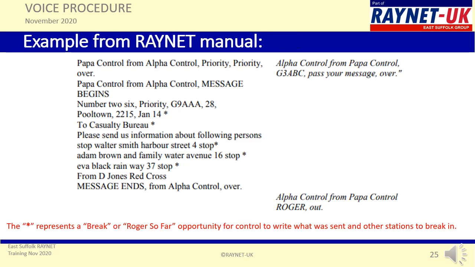This slide shows an example of formal message procedure from the National Raynet Manual. The star at the end of each line represents a break or "Roger so far" opportunity for control to write down what was said and for other stations to break in. It's important not to transmit for more than about 20 seconds without giving higher priority stations a chance to break in, and it's important not to start until you are sure control has written down what you've already sent. So "Roger so far" is much preferred to break between lines of the message.